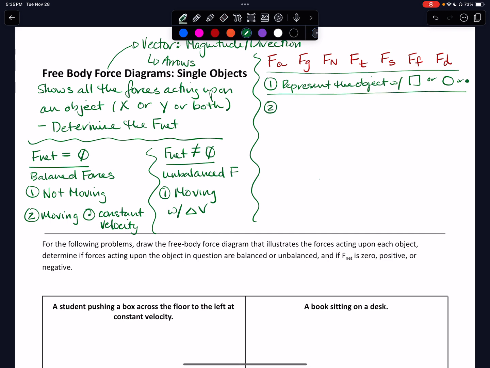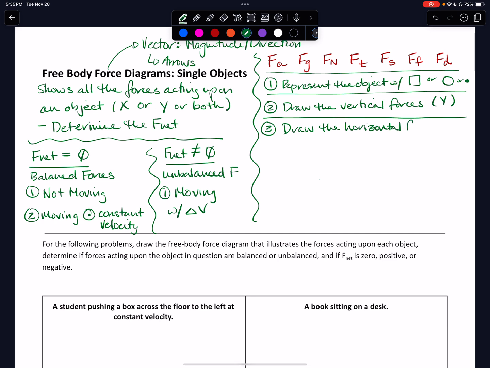Second, I read the description and then I draw the vertical forces. Those are going to be my Y forces. Those tend to be things like gravity, tension, the normal force, any kind of thing, but it has to be working in the vertical dimension. Once I've drawn those in, then I draw in the horizontal forces. So those are going to be in the X plane.